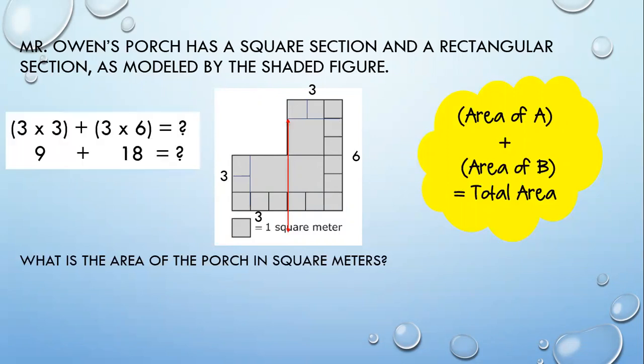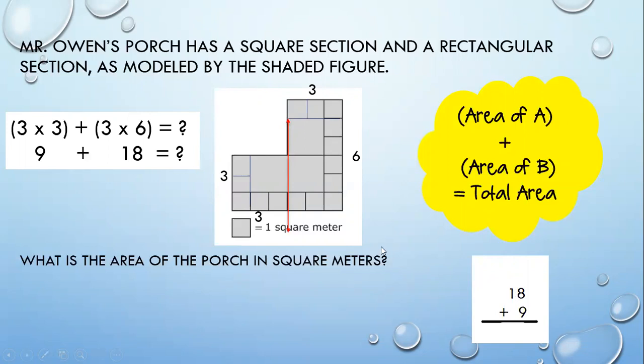Now I can multiply. So 3 times 3, these two right here, 3 times 3 is 3, 6, 9, it's 9. And then my area of my rectangular shape is 3 times 6, so 6, 12, 18, right? So now we're going to add 9 plus 18. So I'm going to come over here and I'm going to add 18 plus 9. I put 18 on top because it is the biggest number.